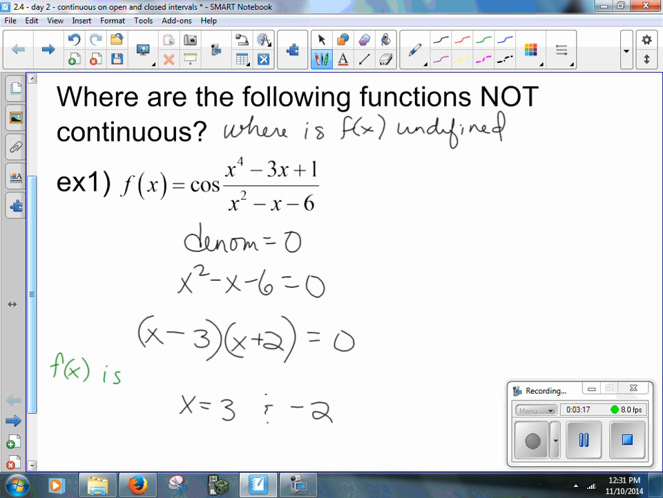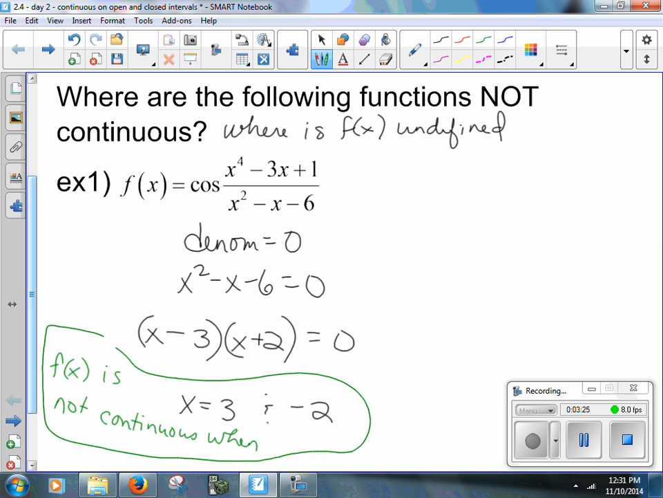Okay, f of x is not continuous when x equals 3 and x equals -2. Do you agree with me? Yes or no? Okay, write this down.